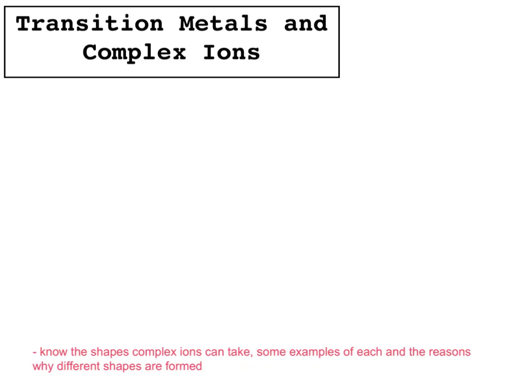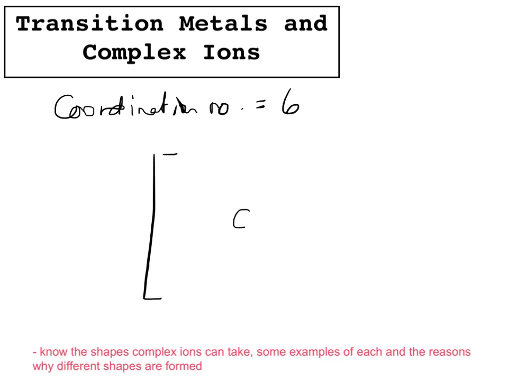So we need to also know the shapes that complex ions can take, and at least one example of each one, and the reasons why the different shapes are formed. The most common shape is the octahedral complex, which is when there's a coordination number of 6. So if we've got a coordination number of 6, then an octahedral complex is usually formed, and any hexaaqua complex is suitable as an example of this.